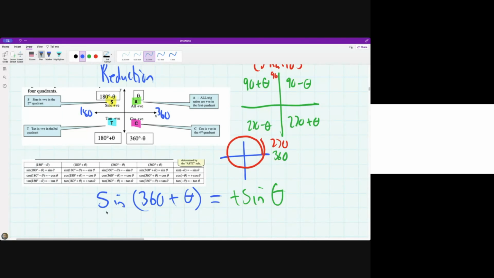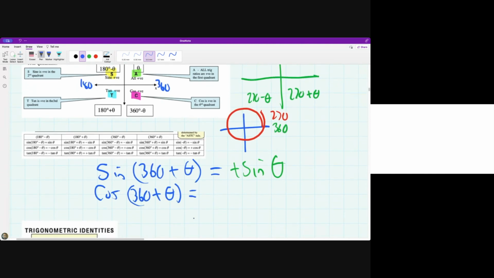What if I said to you, what is the cos of 360 plus theta? What would you get for that? Same thing, it would be that. Now you need to go over this and make sure you know the many variations, but they'll come up in the questions we do today.